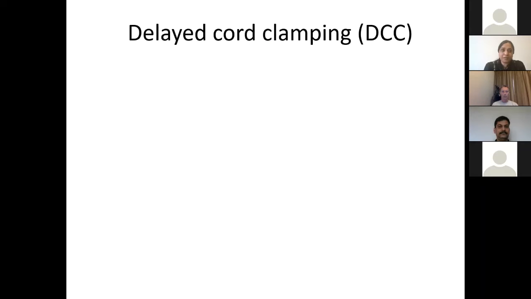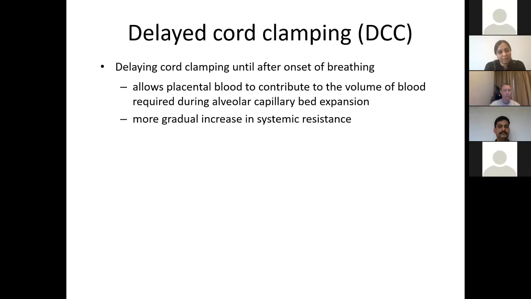When you delay the cord clamping and let the cord pulsate for a bit longer and let the baby inflate their lungs and transition while they're still connected to the placenta, you're allowing that placental blood to contribute to the blood volume. John was just mentioning how, particularly in the developing world, we've got an increase of iron deficiency anemia as well. And allowing that little bit of extra placental blood transfusion does help to reduce the need for blood transfusions, reduces the risk of anemia of prematurity as well for babies. And this is also particularly important for preterm babies.